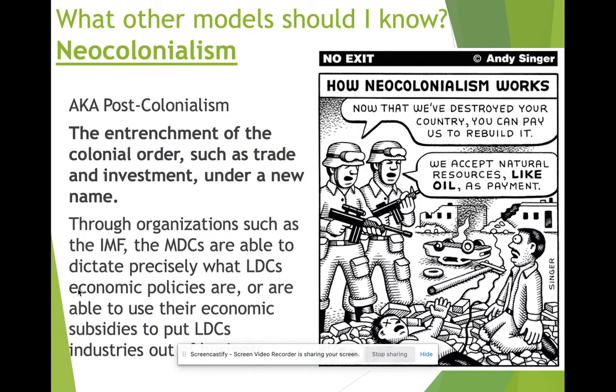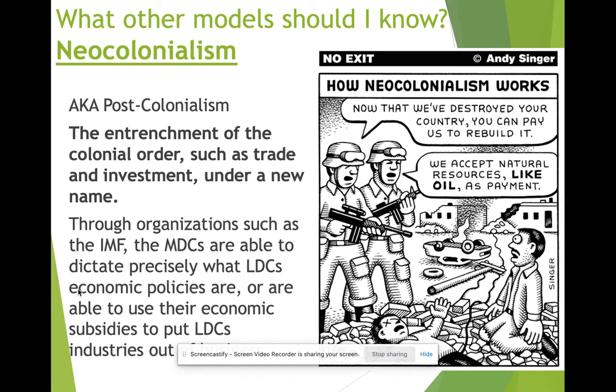All right. Understanding other models, neocolonialism, right? Also known as post-colonialism, talks about how colonialism is still alive and well, even though most places aren't colonized anymore, as you learned in your political geography unit. But there's economic colonialism that still happens. So that's something to think about. It's another way to look at it.